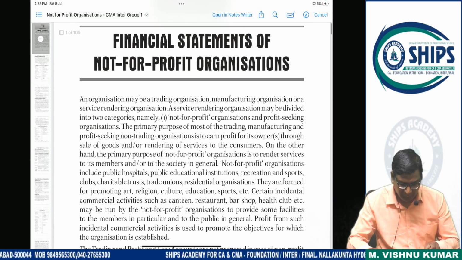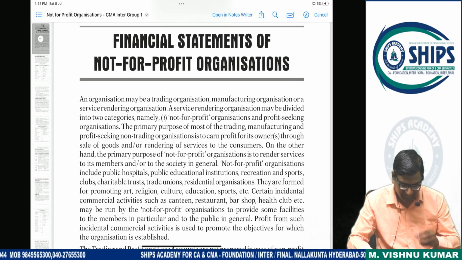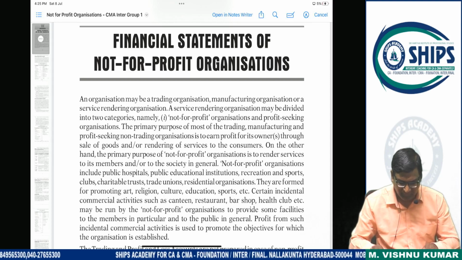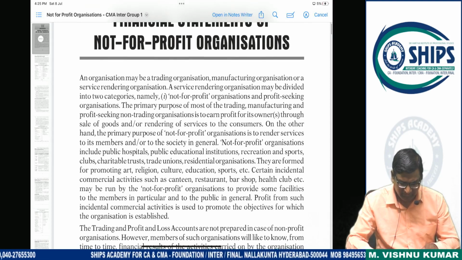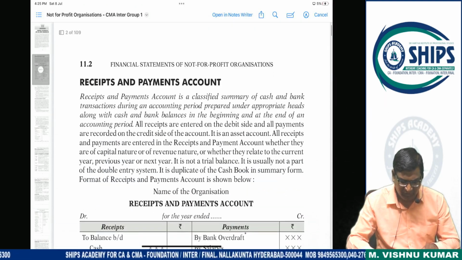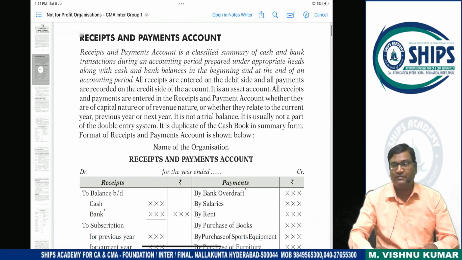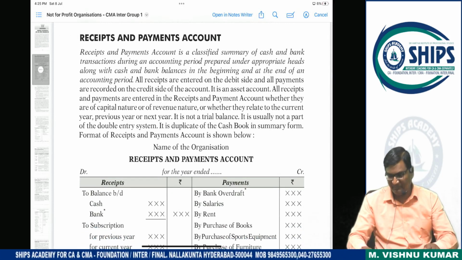So this is part 2 of your revision session. Now we are starting financial statements of not-for-profit organizations. Okay, in financial statements of not-for-profit organizations, what we have to understand and learn.